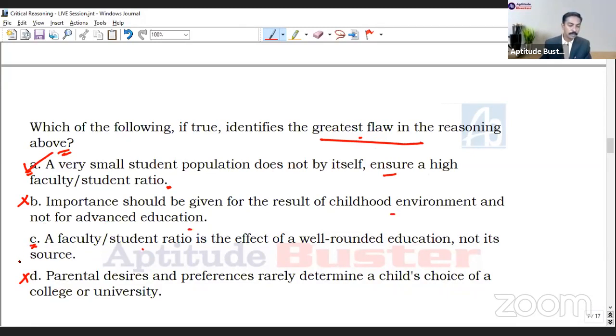We have reserved the third option. Let me take you through. Third option says a faculty student ratio is the effect of well-rounded education, not its source. We are not discussing the source. We are just discussing if the ratio is high, the quality of education will be much better, right? So option C nowhere comes to the flaw stated and doesn't identify the greatest flaw. When you read option C, you won't think there is any error committed by the author. So therefore, option A is the right choice for this question.